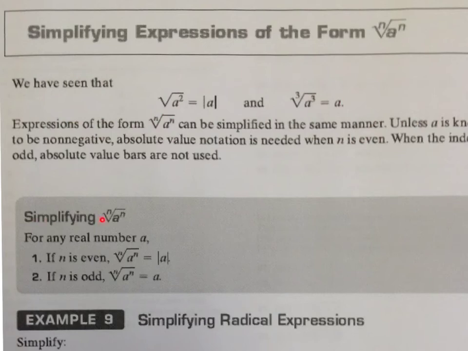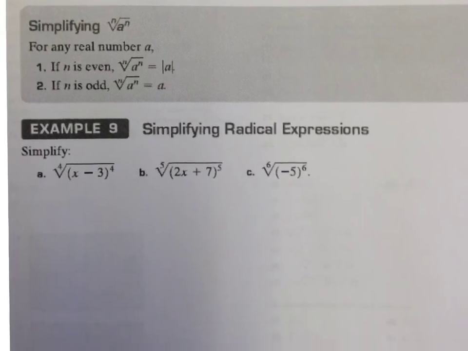And that's what this says down here, the definition, simplifying nth root of a to the n. It says if n is even, so these numbers here are even, we have to use the absolute value symbols. But if n is odd, so that means these are odd here, you don't have to use the absolute value symbols. So let's look at how that works. We've got example 9 here.